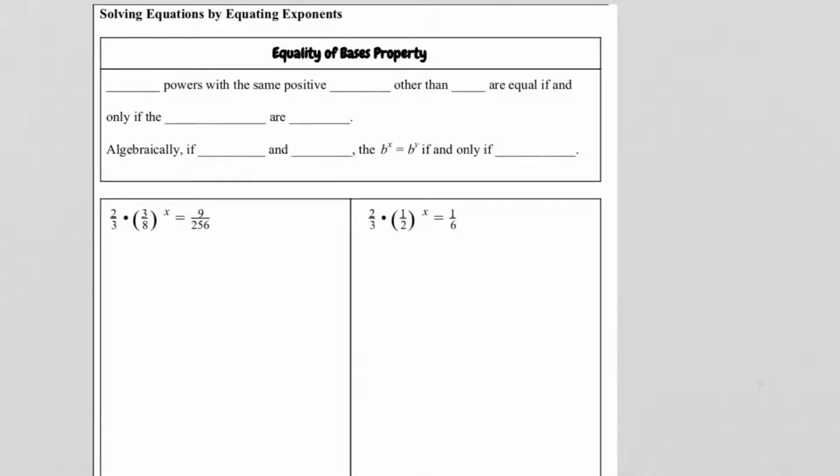So this next section of notes is basically just review of the same section.